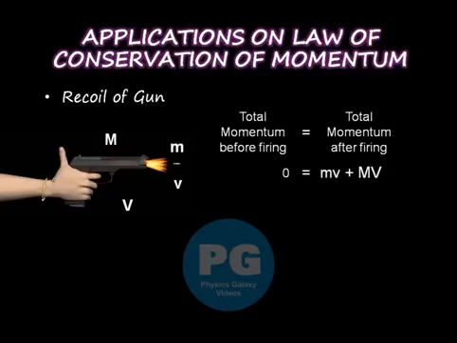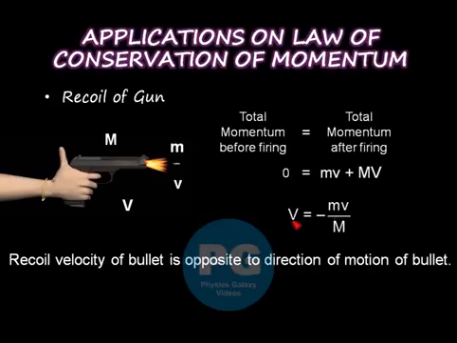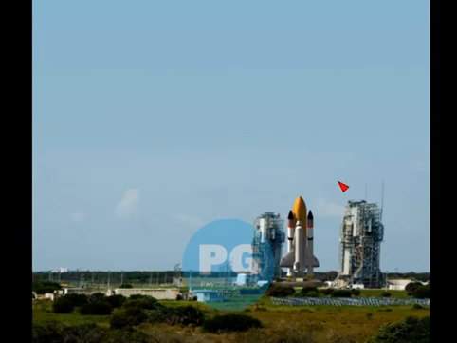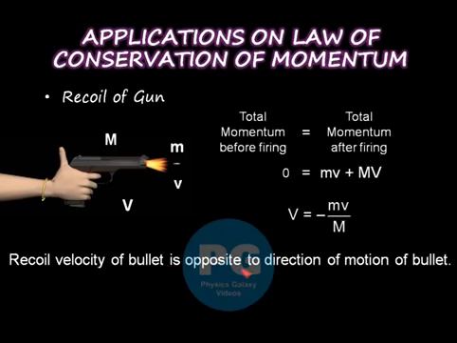Now, the initial momentum of the system is 0 because initially the gun and the bullet were both in a position of rest. Talking about the final momentum of the system after firing, we can say it is equal to the momentum of the bullet plus the momentum of the gun, that is small mv plus capital MV. Now if we rearrange the equation, we get the recoil velocity of the gun as minus mv upon capital M. Here the negative sign shows that the direction of recoil of the gun is opposite to the direction of velocity of the bullet.